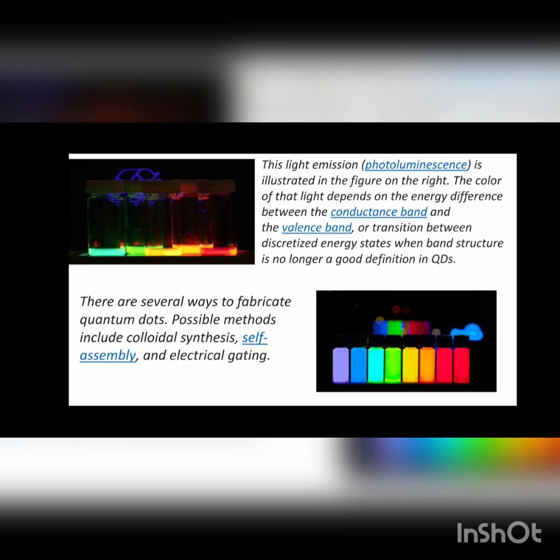Next one. By looking at these pictures, we have an idea about the light emission photoluminescence illustrated in the figure on the right. The color of that light depends on the energy difference between the conduction band and the valence band, or transition between discrete energy states. The band structure is no longer a good definition of quantum dots.